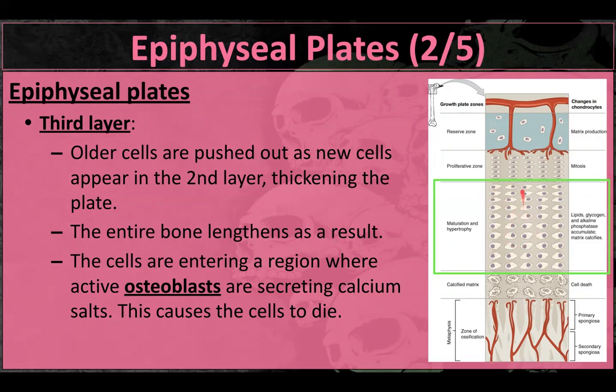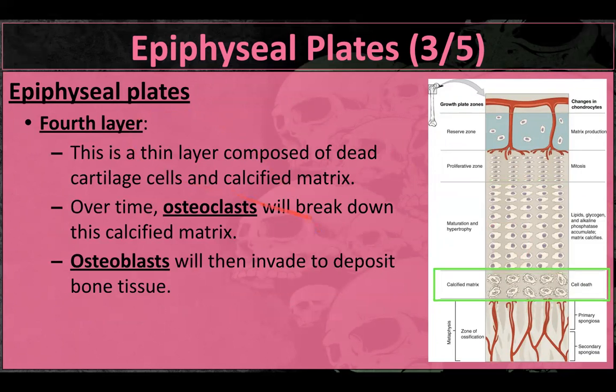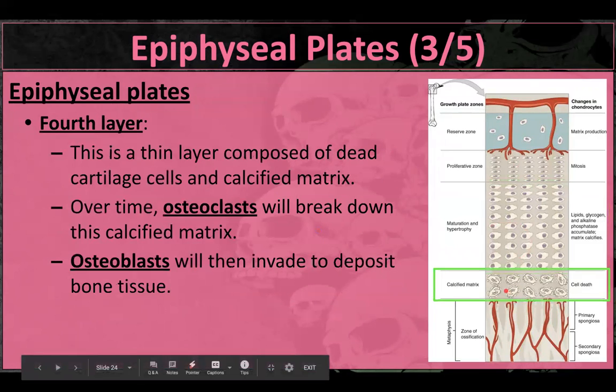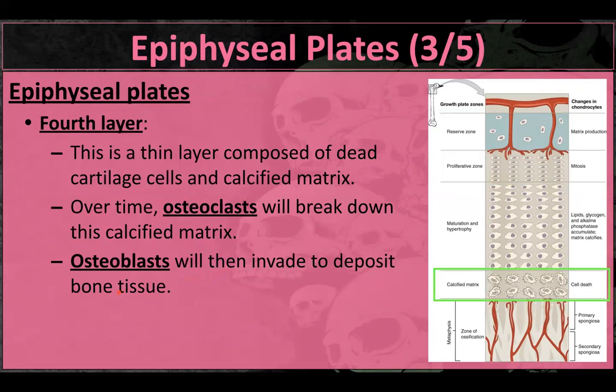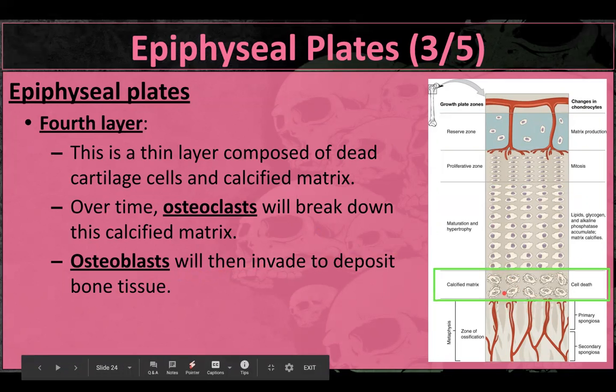So then as we move down here, the osteoblasts are starting to secrete calcium salts down here and surround these cells with those calcium salts, and that is going to cause the cells to die. And that's what happens in the 4th layer. So we have dead cartilage cells here and calcified matrix, which is all well and good, but we want to have living bone matrix here. So eventually cells known as osteoclasts are going to come in, they're going to break down the calcified matrix, and then that will allow for the osteoblasts, which are our builders, to come in and deposit the bone tissue.